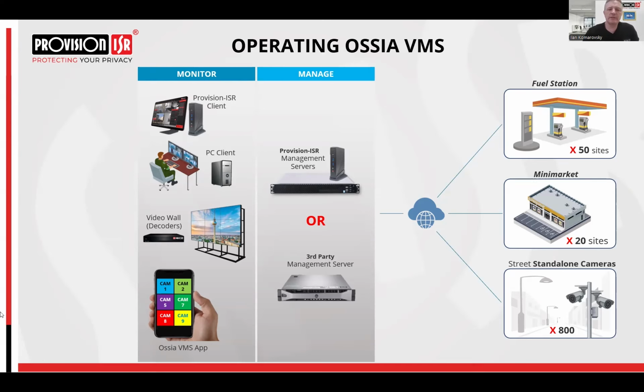And the last consumption, or actually the client type, is the app. So the Ossia VMS has an app. So you can use your smartphone to connect to the management server by static IP, and using your user and password, you'll be able to see only the cameras you are allowed, authorized to see.